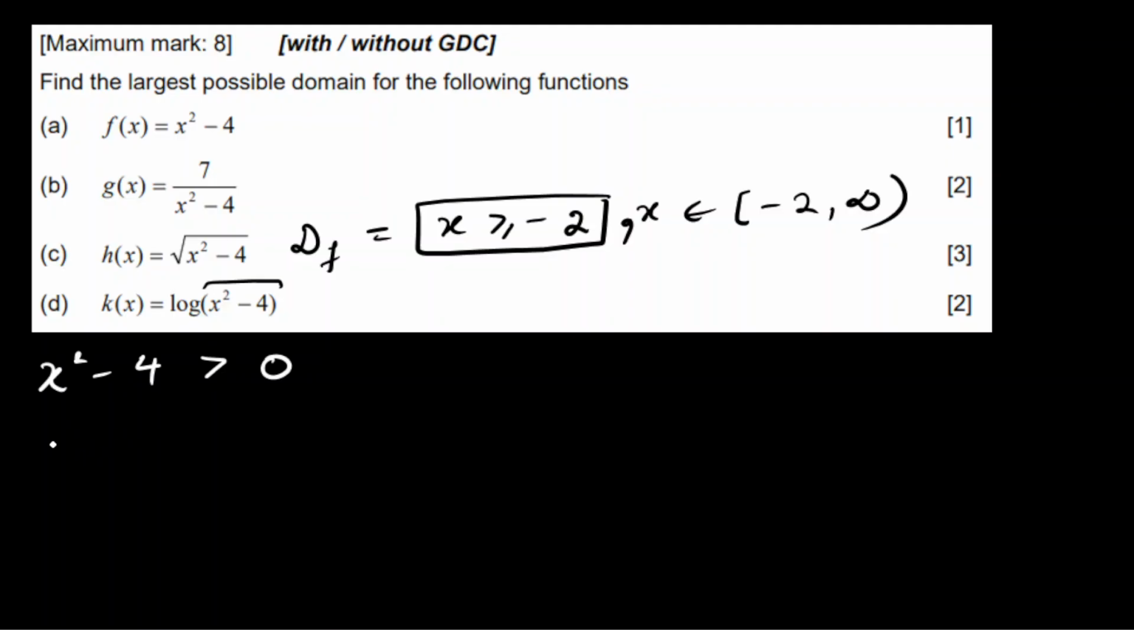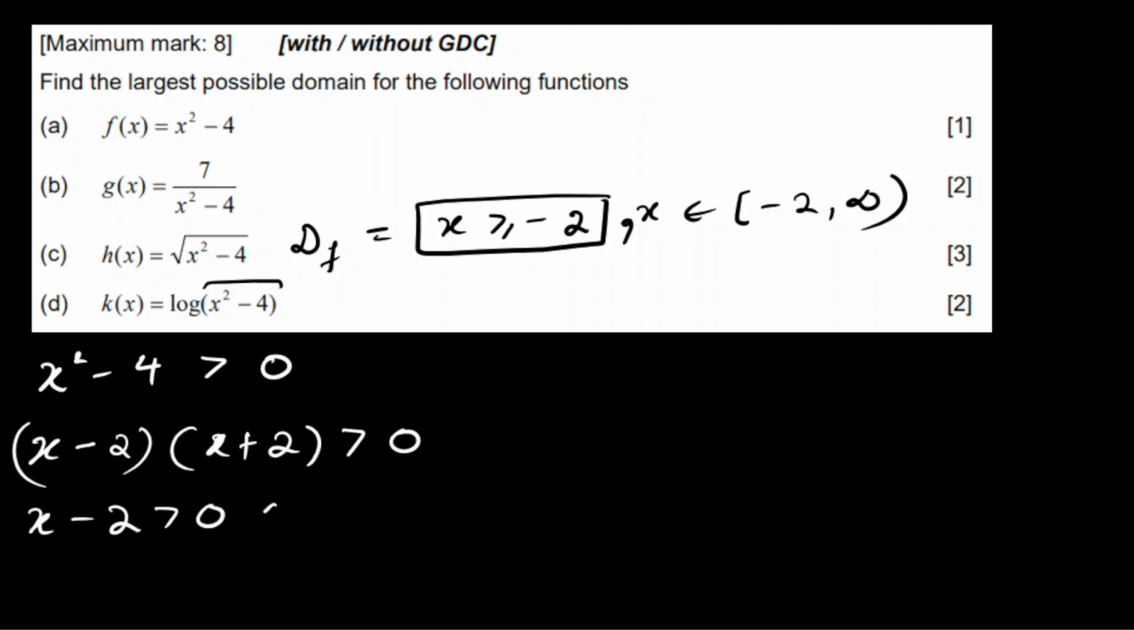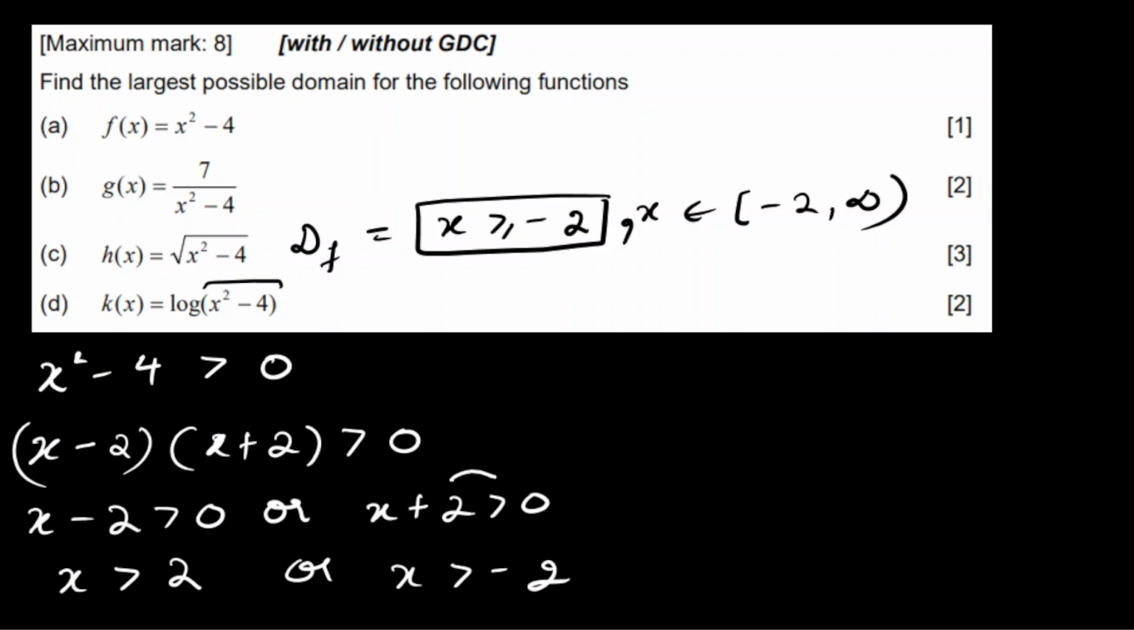When I solve this, the same way I'll get x minus 2 times x plus 2 is greater than 0. So I'll get x minus 2 greater than 0 or x plus 2 greater than 0. So from here I'll get x is greater than 2 or x is greater than negative 2. When we shift to the other side, negative 2 changes to positive 2 and positive 2 changes to negative 2. So we have found the solutions.